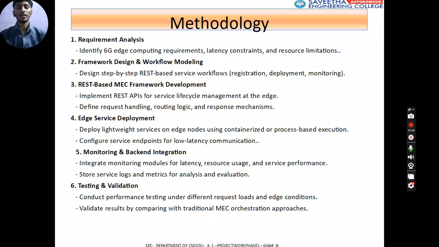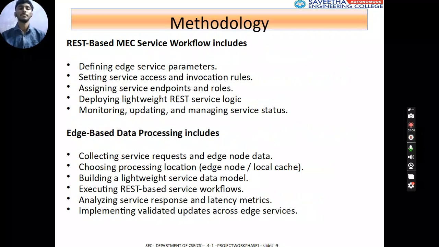For testing, the system is tested under various performance levels, request loads, and edge conditions, and we validate the results by comparing them with traditional MEC orchestration and with the lightweight REST-based MEC orchestration. The workflow includes defining the edge service parameters, setting service access and invocation rules, assigning service endpoints and roles, deploying lightweight REST service logic, and then monitoring, updating, and managing the service status.